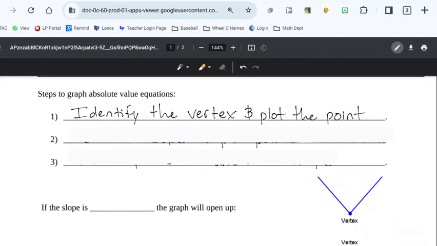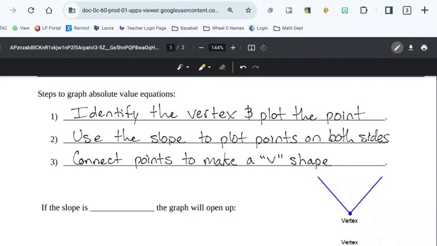Step 1: Identify the vertex and plot the point. So we're going to identify the opposite of h and k, and put that point on the graph. Step 2, we're going to use the slope to plot points on both sides of the vertex. After we do that, we're going to connect points to make a V shape. If our graph is not looking like a V, then something's up. We did something wrong because absolute value graphs are V-shaped.